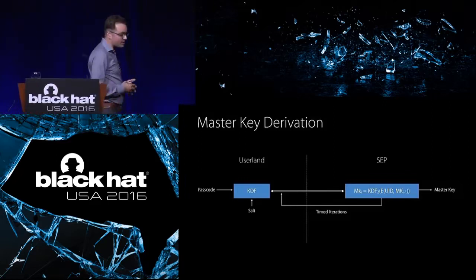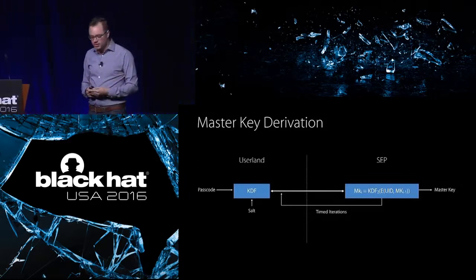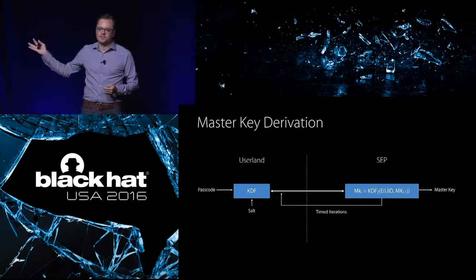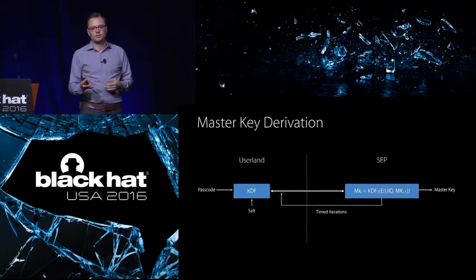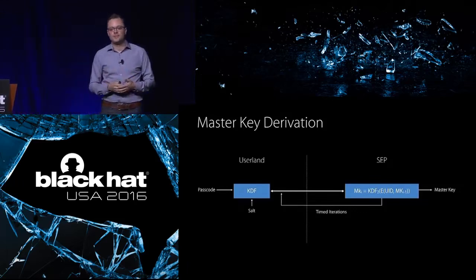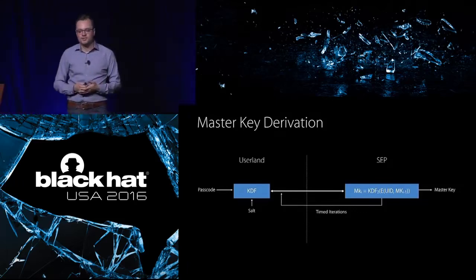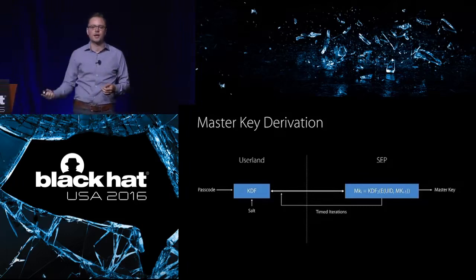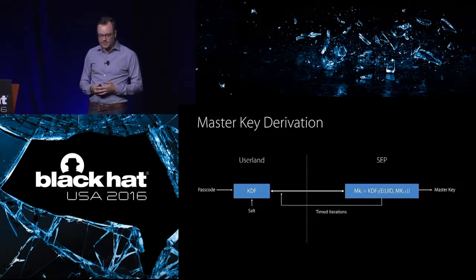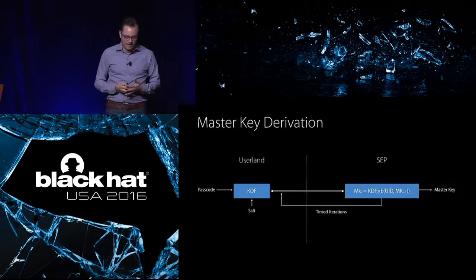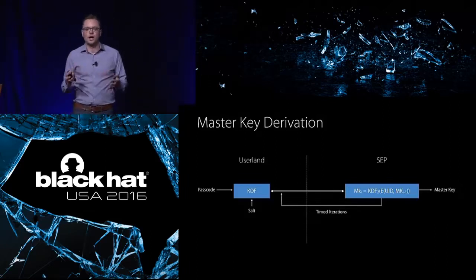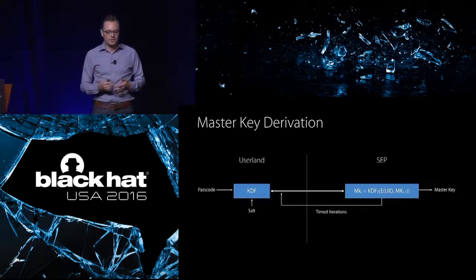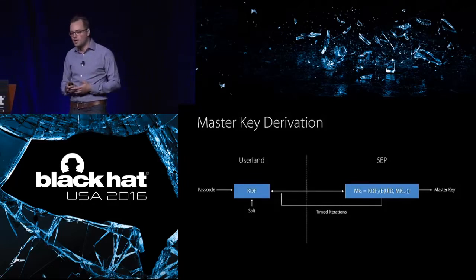So I mentioned that the master key is derived from a combination of the user passcode and the UID key. This is a very straightforward process. Effectively, we take the user passcode and the salt in user land. We run it through a key derivation function, and then we move it over to the hardware side, where the SCP will continue iterating on it using the UID key. And the number of iterations is chosen to meet a time goal, which is between 100 and 150 milliseconds. So we want it to be the case that the derivation takes a certain amount of time.